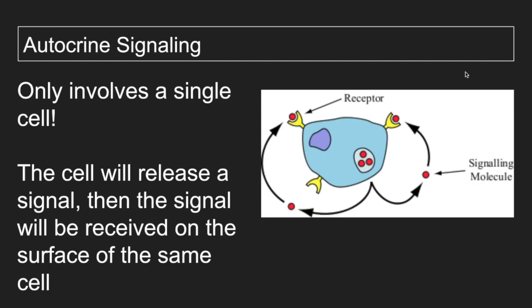Next is autocrine signaling. This type of signaling only involves one cell, and a cell will release a chemical signal that will then bind to a receptor protein on its own surface, and it will trigger a response in the cell. This kind of signaling is important, especially for cancer cells, because it helps the cancer to metastasize or spread from one part of the body to the next.